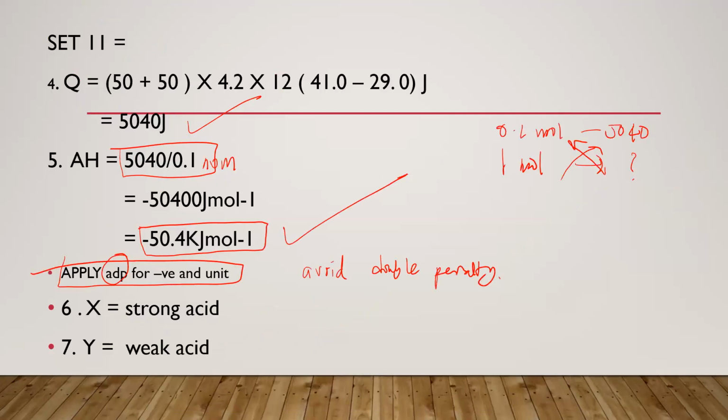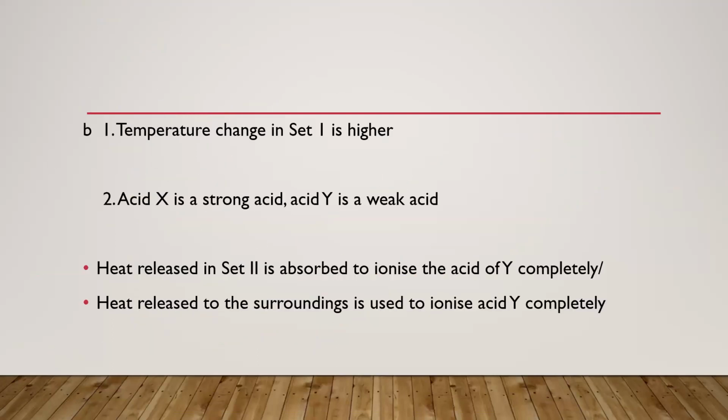Obviously the temperature change in set 1 is higher than set 2. That is your 1 mark. You award yourself 1 mark for that, even though it seems you never asked me for the temperature change, but you have to mention it. Then the second thing is you have to explain why. Why was it that the second one was lower than the first one? So you can say acid X is a strong acid, acid Y is a weak acid. You can carry on to say it dissociates partially in water, it dissociates completely in water to produce low. It's up to you. But the marks given for this year was only until here.